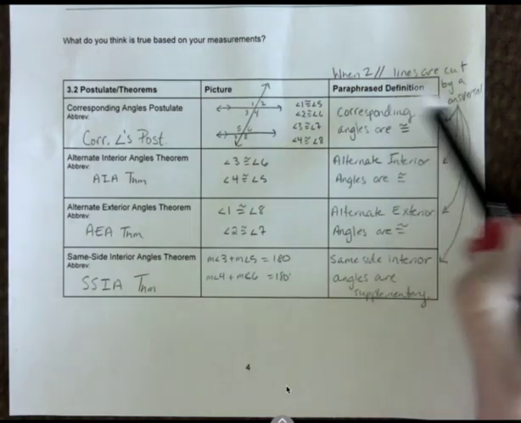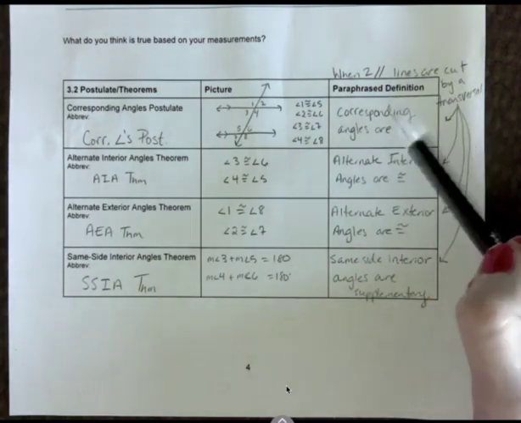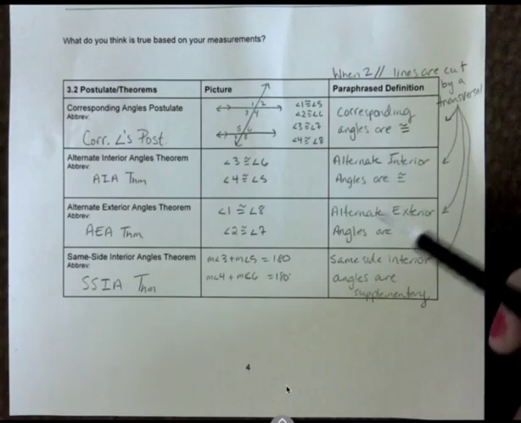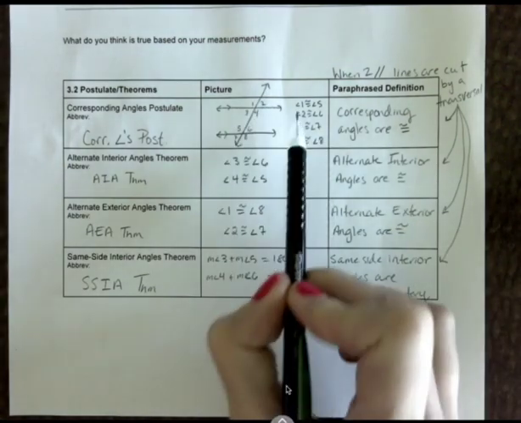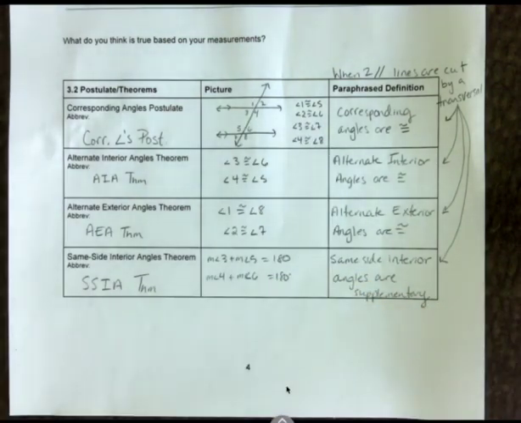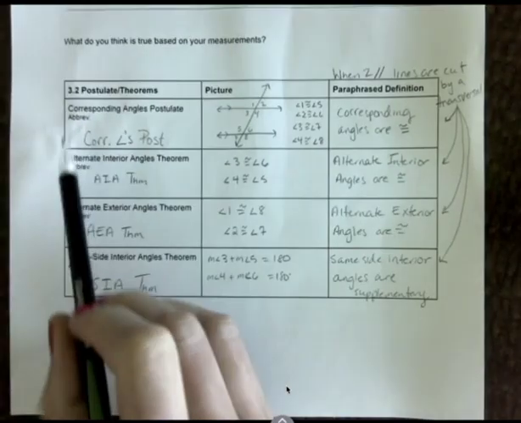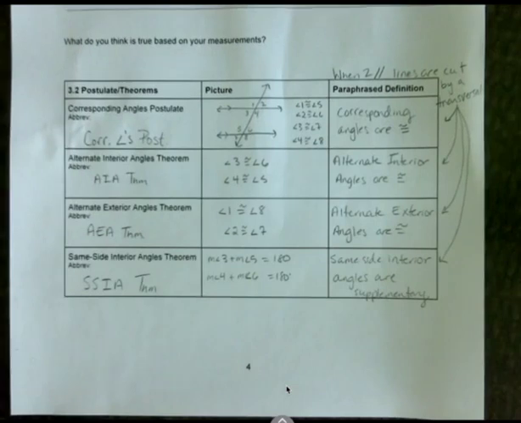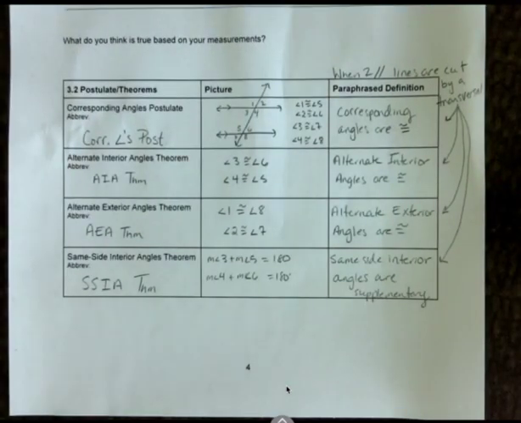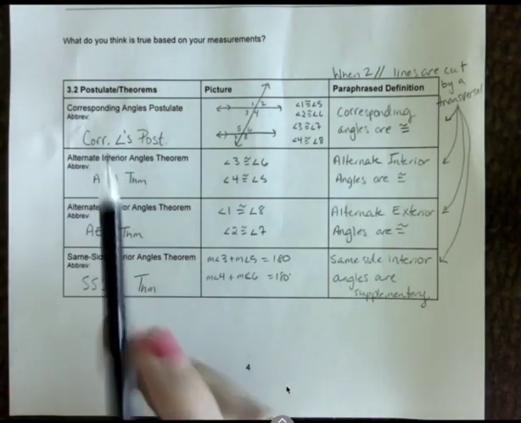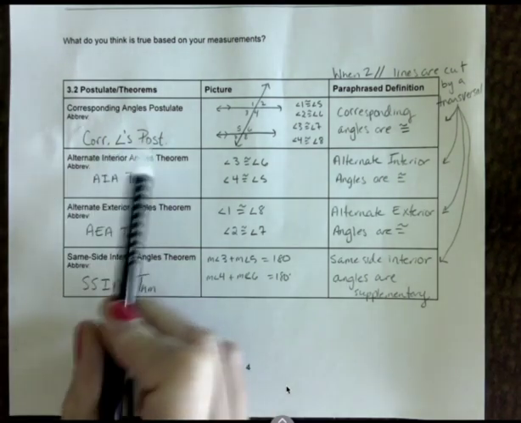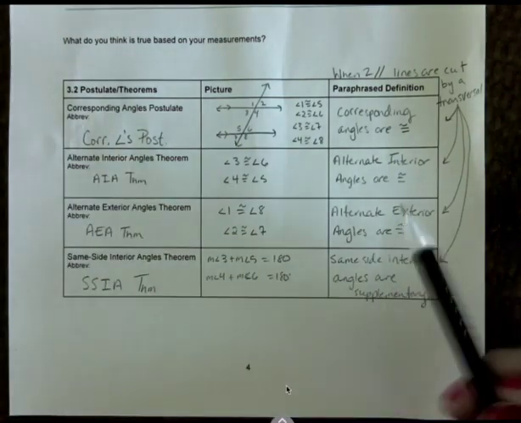So when two parallel lines are cut by a transversal, corresponding angles are always congruent. From this picture, I listed every pair of corresponding angles. They are always congruent when the lines are parallel. And here's the abbreviation for that statement. The corresponding angles postulate means that if lines are parallel, I know that corresponding angles are congruent. Corresponding angles is just the name of them. The postulate is what tells me they're congruent.